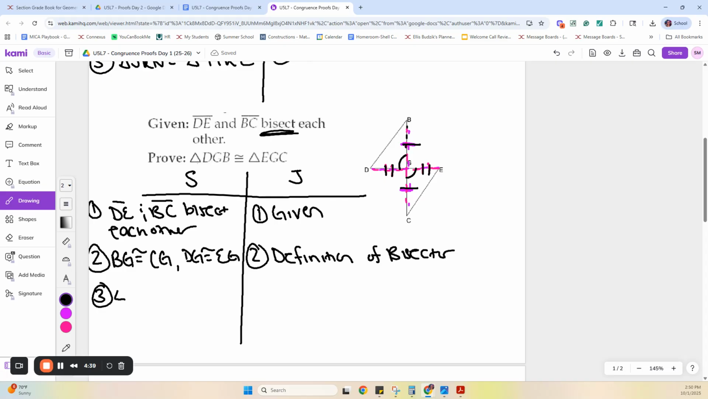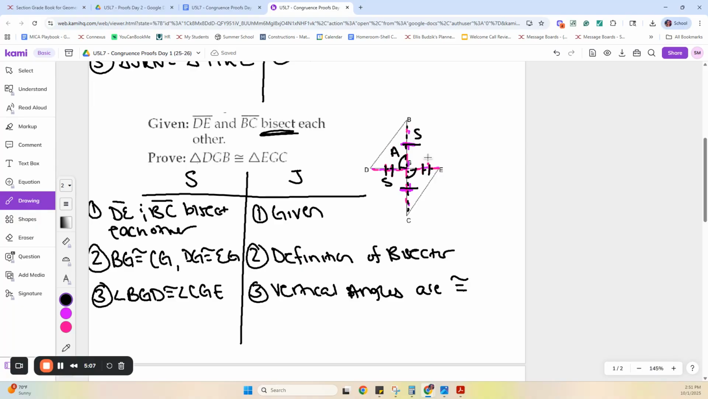I have angle BGD is going to be congruent to angle CGE. And they're congruent because of vertical angles. So angles are congruent. Now I have three pieces of information. I have a side, an angle, and a side. Same thing here. I have a side, an angle, and a side. So because I have three pieces of information, that's going to be my justification for these triangles being congruent. Triangle DGB is congruent to triangle EGC.